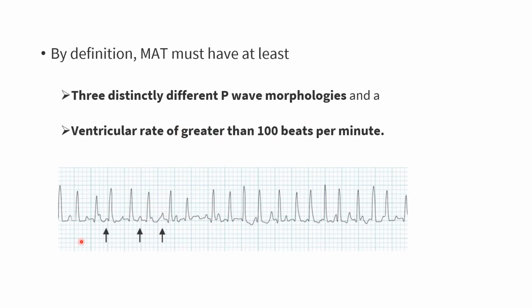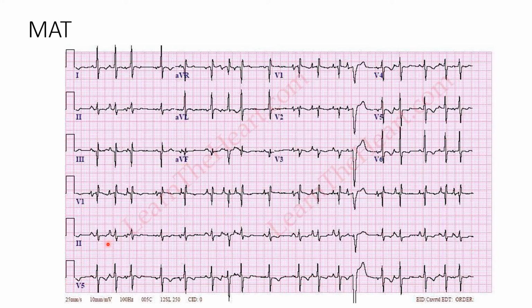Here in this rhythm strip, you can clearly see different P wave morphologies, and definitely there are more than 3 different shapes. The heart rate is nearly 300 beats per minute. Here in this ECG, you can nicely see the P waves with more than 3 different morphologies and the ventricular rate is more than 100 beats per minute. So this ECG shows multifocal atrial tachycardia.